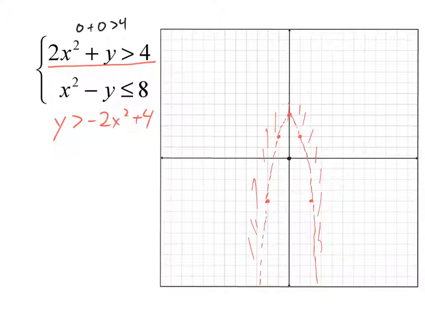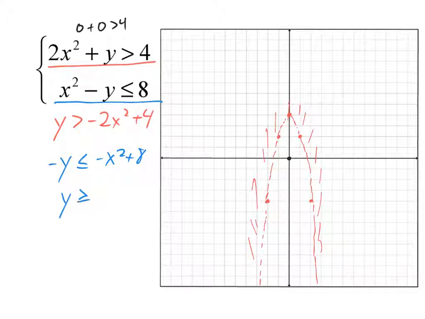All right, let's do the next one. So if I subtract x squared from both sides, I get y is less than or equal to negative x squared plus 8. I divide by a negative, so I get y, and when I divide by a negative, I have to make sure I flip the sign. Greater than or equal to x squared minus 8. And so that's going to go down 8. So that's going to be right here.